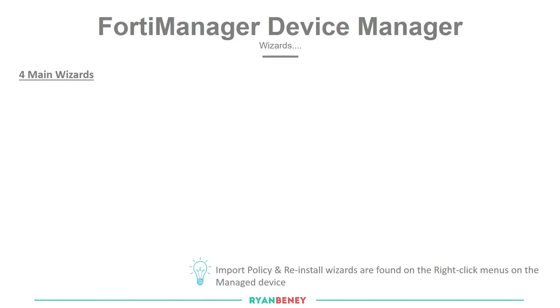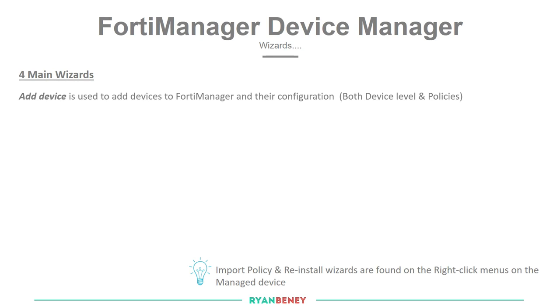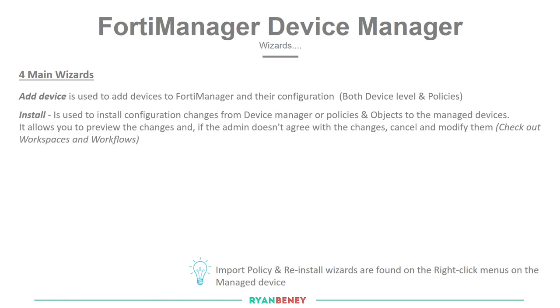Okay, moving on, there are around 4 main wizards within the FortiManager device manager section. First one is the add a device. We've gone through this. It allows us to add a device into the FortiManager. That's both the device level and policy level. We also have the install. This is something we haven't looked at yet, but we'll do in the up and coming videos. This wizard allows us to install both policies, objects and device level settings onto the actual device itself.